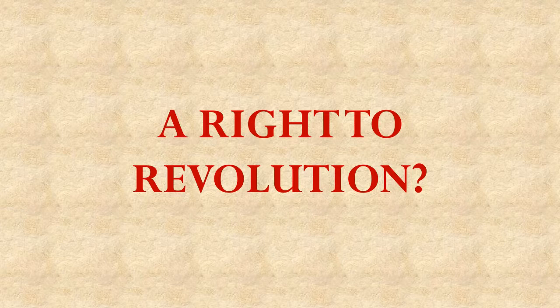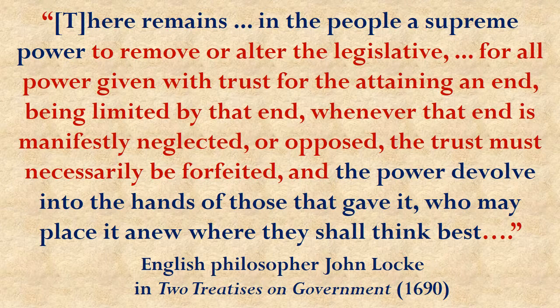A right to revolution? Well, here's another quote from John Locke. He says that even when people create a government, there remains in the people a supreme power over that government. Here he talks about the legislative, the ability to make laws, that the people have a supreme power over that. And if along the way they don't like what this government is doing, that they are somehow being neglected or being opposed, where they can't trust that government anymore, Locke argues that the power they gave to that government is forfeited. The power returns to the people, and they can do with it as they please.